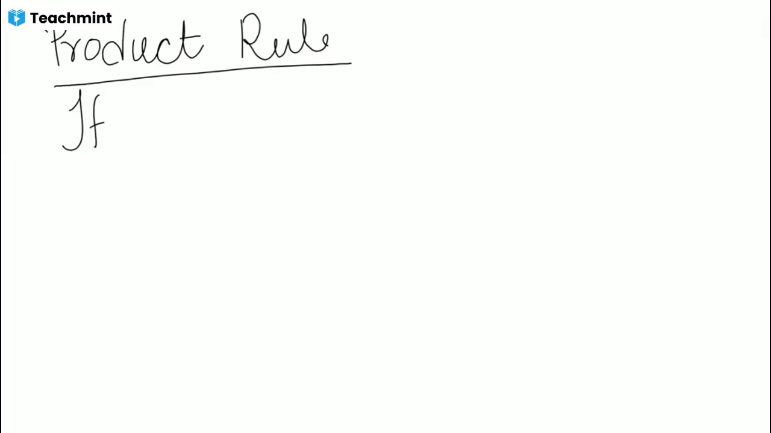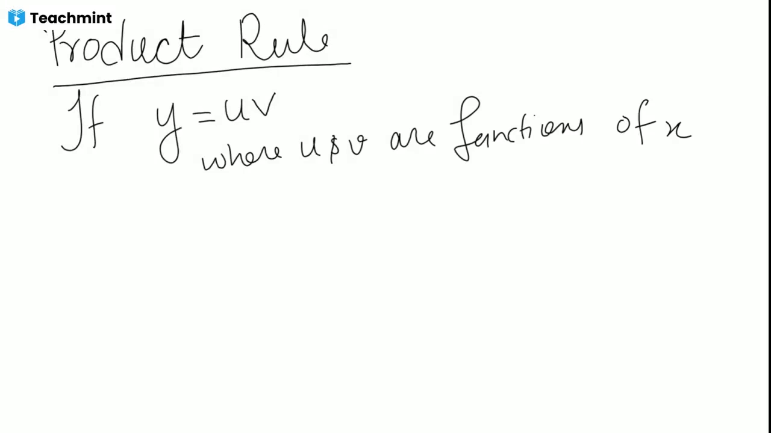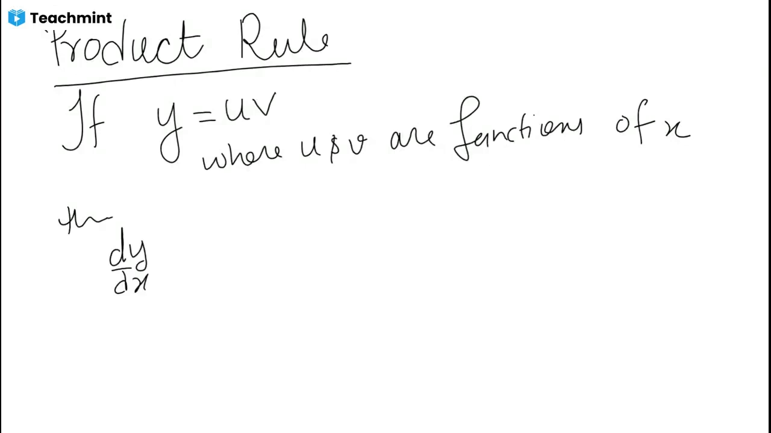If y is equal to u into v, where u and v are functions of x, then dy over dx is equal to first function, that is u, into derivative of second function, plus second function into derivative of first function. This is the product rule.